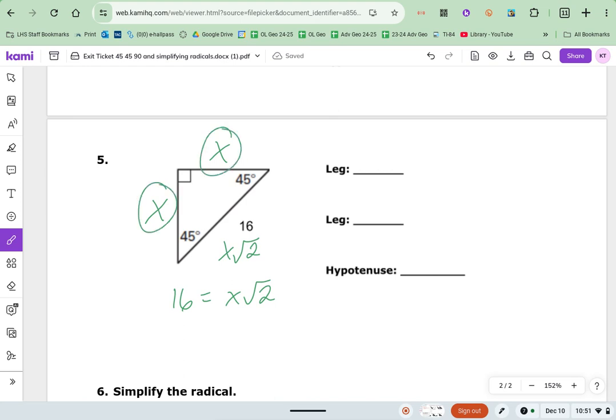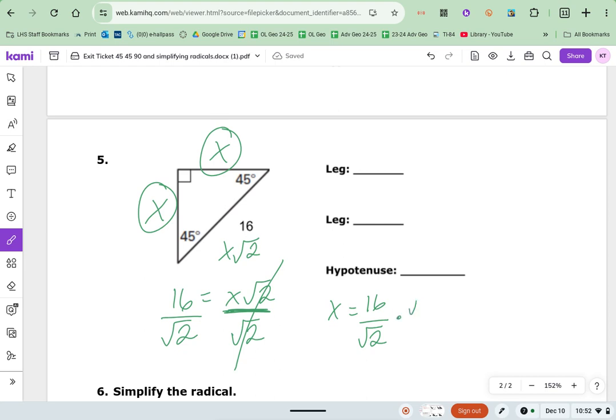Okay, so in order to solve, x is being multiplied by root 2. So we want to divide by root 2 to get x by itself. So on the right side, root 2 divided by root 2 cancels and divides to 1. So I have x equals 16 divided by the square root of 2. But can we leave our answers like that? No, right? We have to rationalize because it's improper to leave your square root on the bottom.